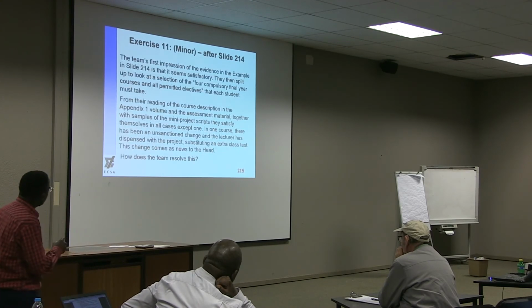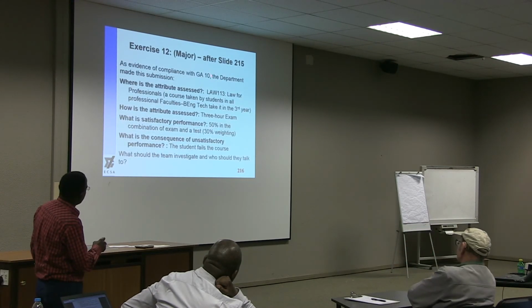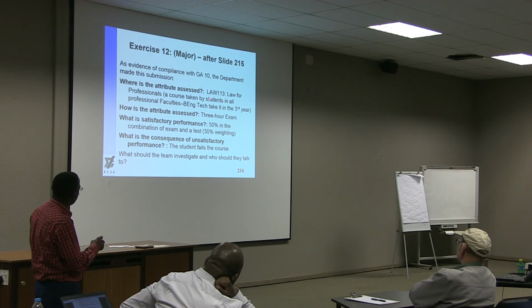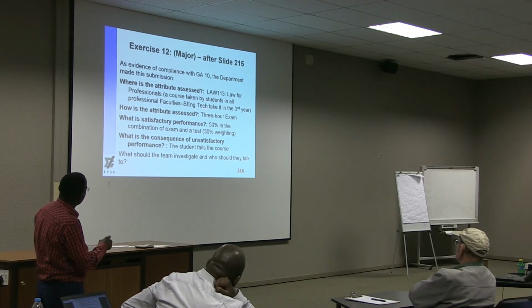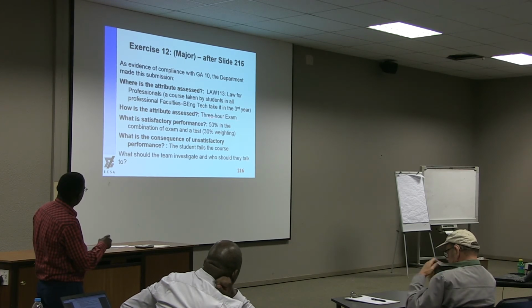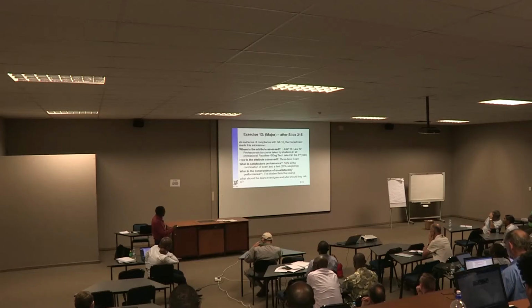To say, as evidence of graduate return, the department made the submission. Where is it attributed? In Law 113, Law for Professionals, a course taken by students in the faculties in the third year. How to assess? A 3 hour exam. What is the expected performance? 50%, the combination of exam and test, 80% weighting. What is the consequence of inadequate performance? The student fails the course. What should the team investigate and who should they talk to?